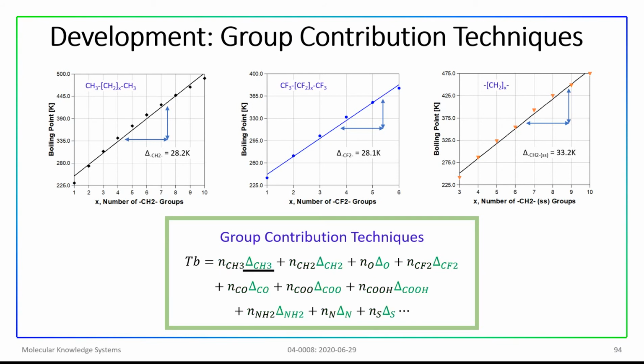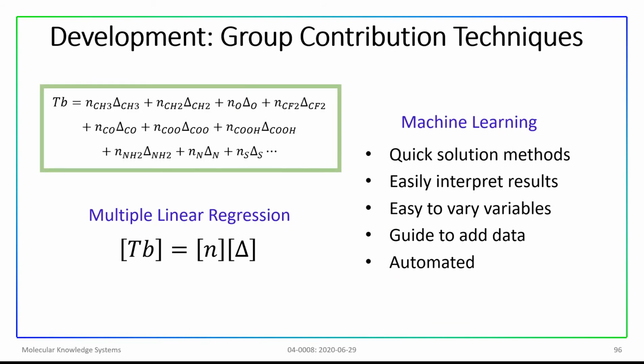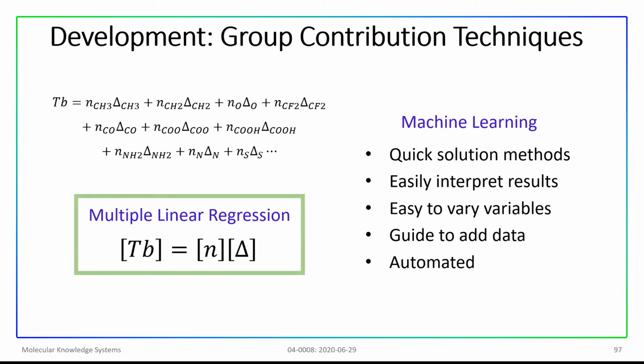For example, delta CH3 is the group contribution value for the CH3 group. To solve for these group contribution values, we first collect data on many chemicals. In this example, data on boiling points and group occurrences. Group occurrences are the values for the n's in the equation. And then solve for the group contribution values, the delta values, using multiple linear regression.